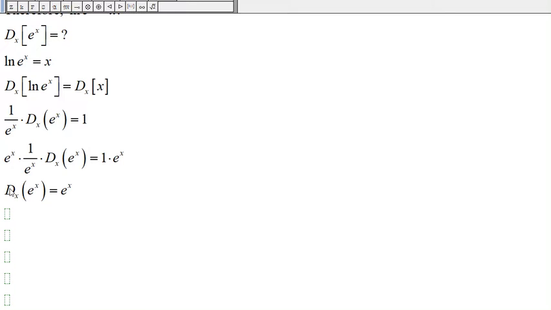And so the derivative of e to the x is equal to e to the x, same thing. Which means the antiderivative of e to the x is also equal to e to the x plus c.